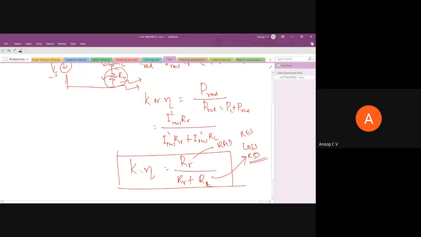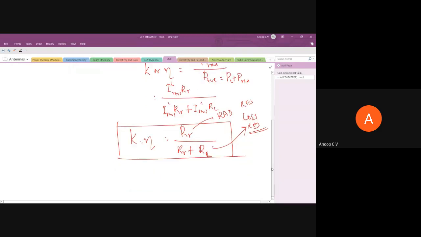I'm not differentiating it, so we don't have to dig that deep into what exactly RR can be. But for instance, we have to appreciate this: eta is the ratio of radiated resistance to the total resistive part of the impedance of the antenna system. So that's it. That's about gain.